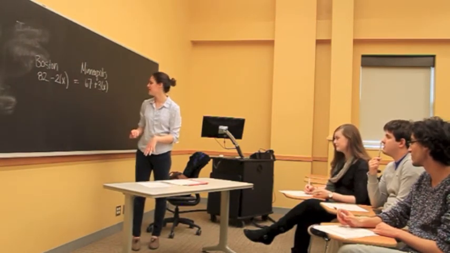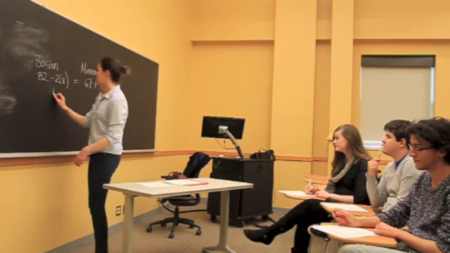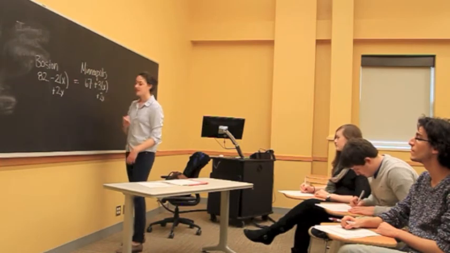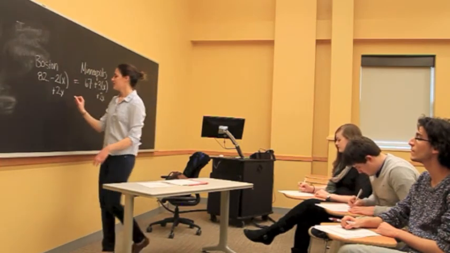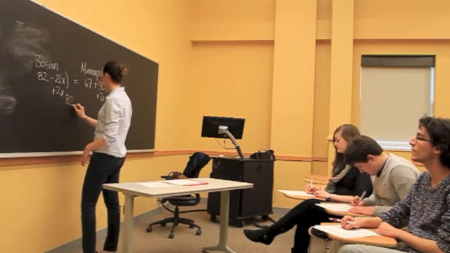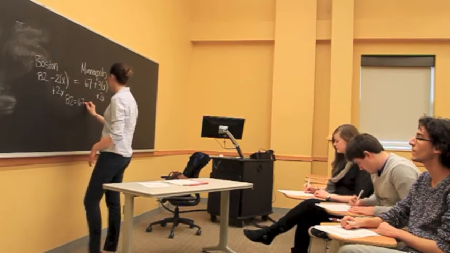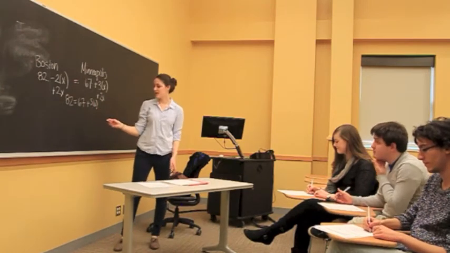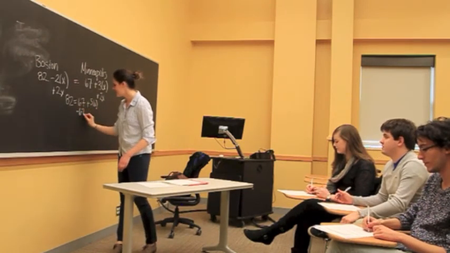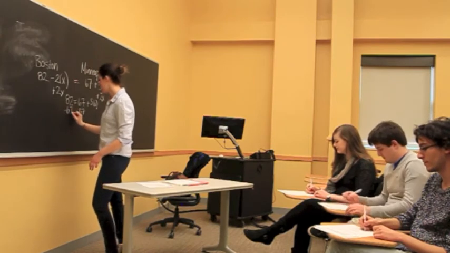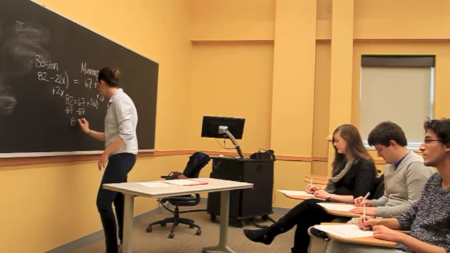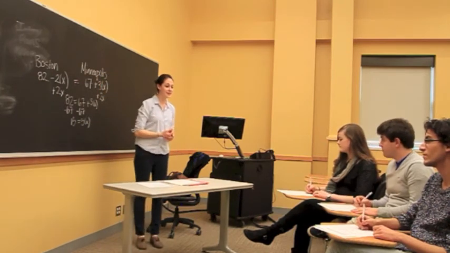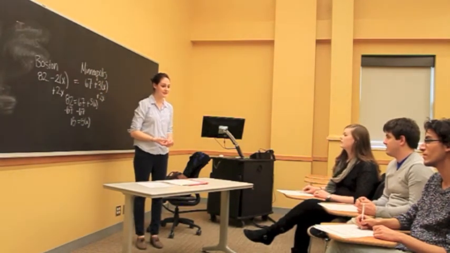So now we're just going to solve this by adding 2x to each side so that we get all of the x's on one side. So now we have 82 equals 67 plus 5x. So now we need all of the numbers on one side, so we'll subtract 67 from both sides. So 15 equals 5x. Now, can anybody tell me how we can solve for the last step?